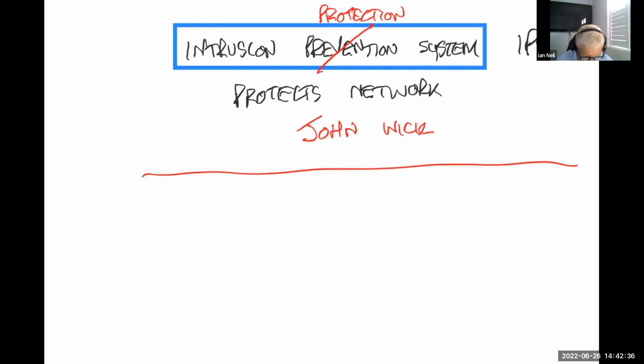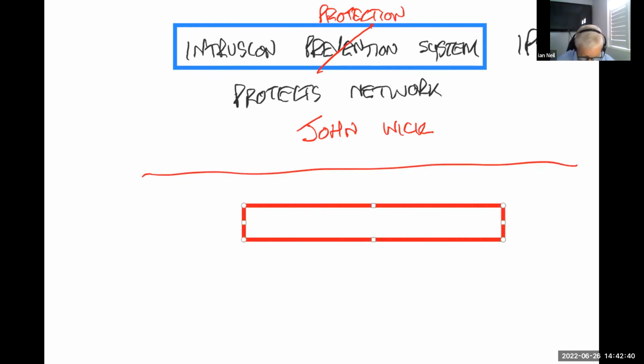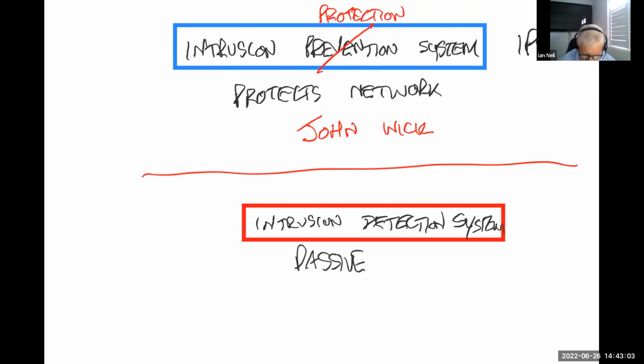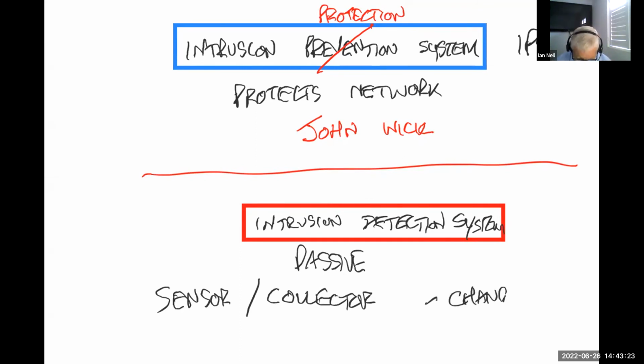And over here, we've got an intrusion detection system. An intrusion detection system is known as passive. It will sit in the back of your network, and it has got a thing called a sensor, or another device called a collector. And it will look at the changes in traffic pattern across your network.